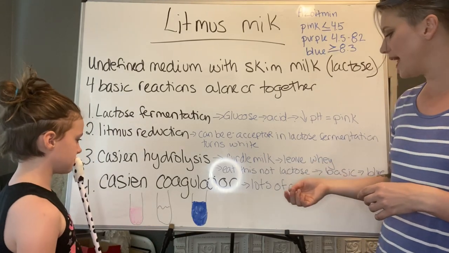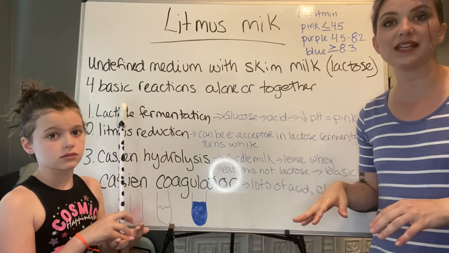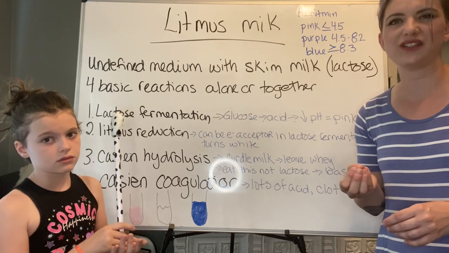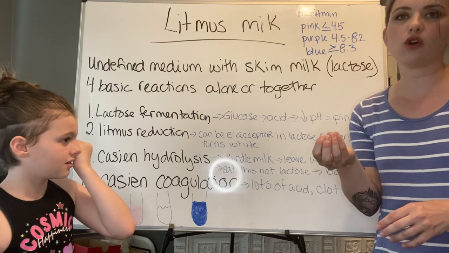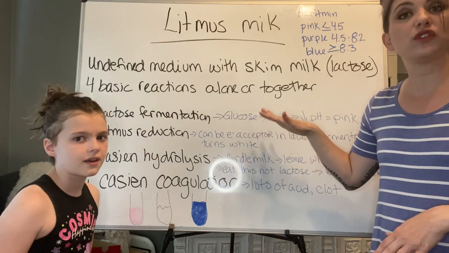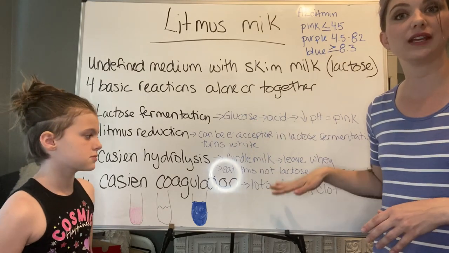And then the last one is casein coagulation. This happens if there's lots and lots of acid and an actual curd is formed at the bottom. Like if you guys have ever been to Culver's, got the Wisconsin cheese curds. It's like a little blob at the bottom. It's different than the litmus reduction, which just turns white. This one actually makes an acid clot in the bottom.